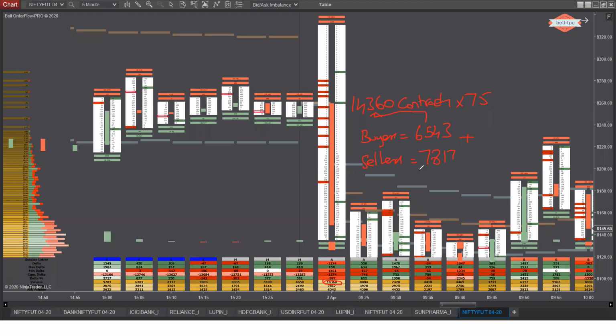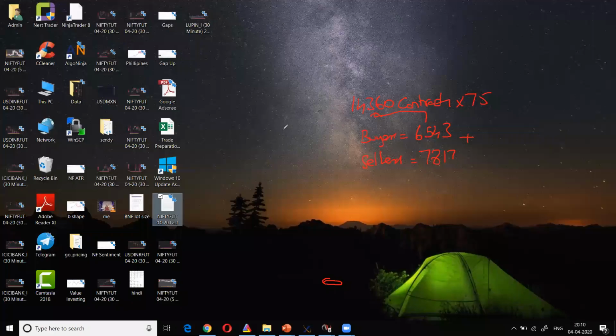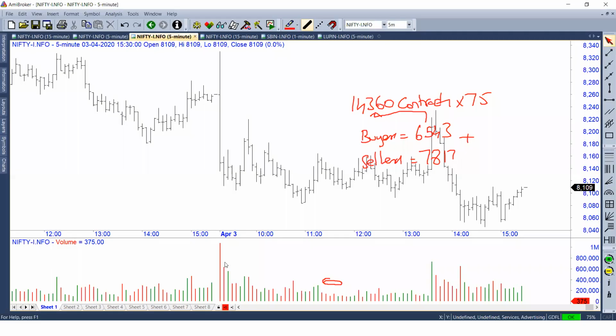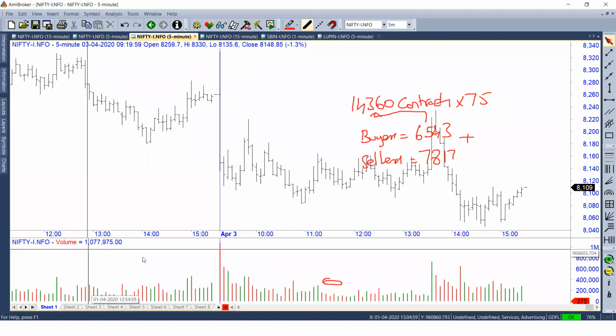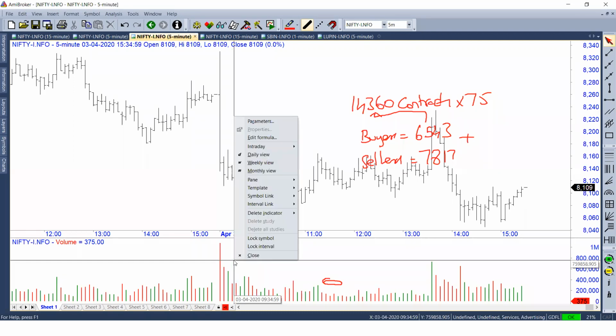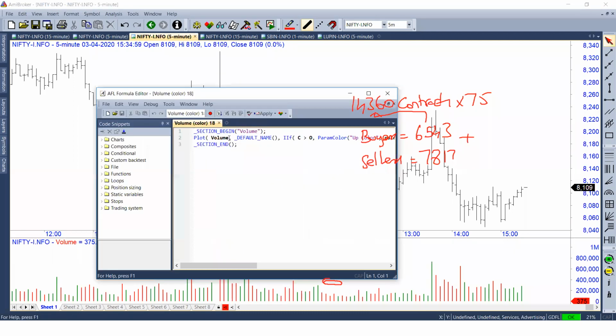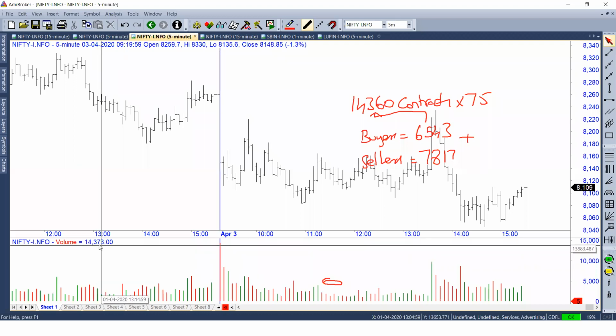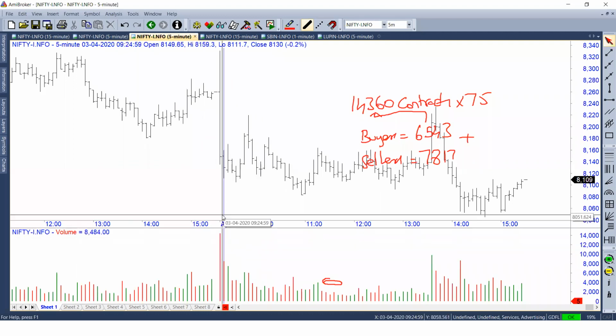If you are watching from the candlestick charts, let me go to those as well. For the price-based charts, I'm going to use AmiBroker. In the AmiBroker chart, I'm seeing the volume, and the first bar volume is in millions, because it is a number of shares. I want to convert it into lots, so I'm going to open the formula and divide by 75. Then I'll get the volumes in lots. You can see the number is 14,373, something like that.